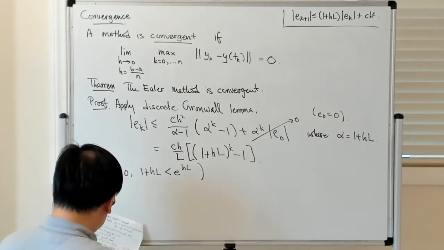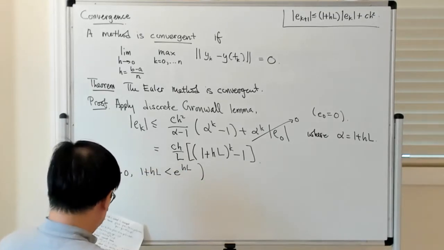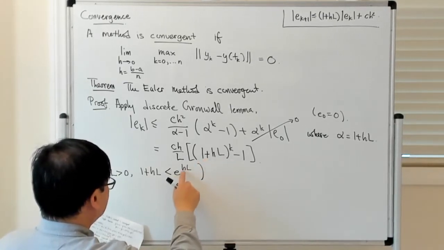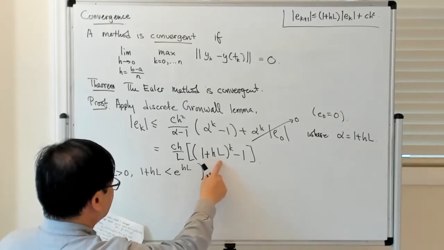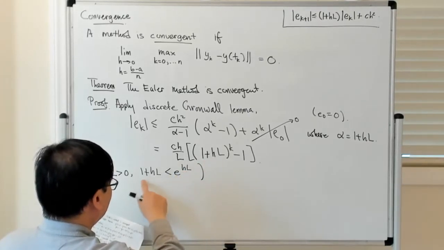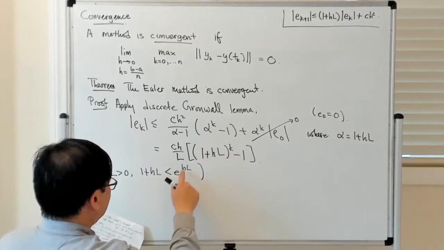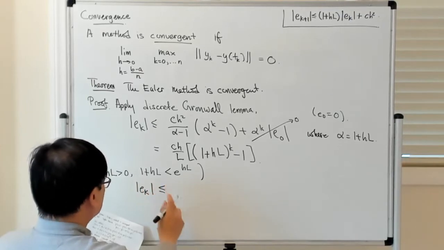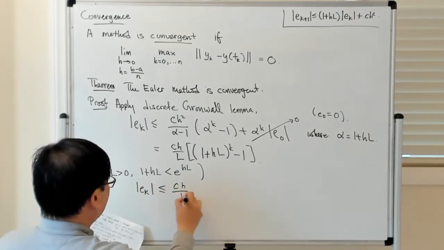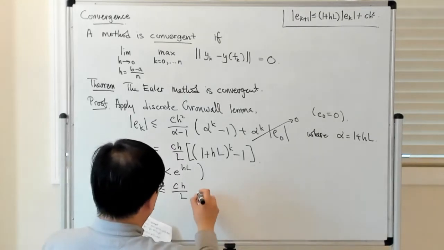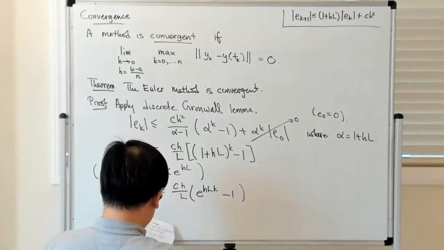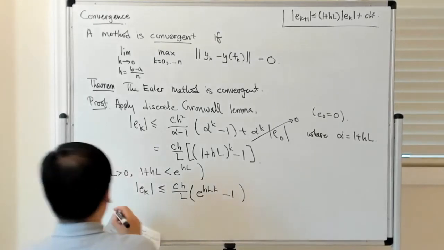As a consequence of that, I can bound 1 plus hL by e to the hL. So I can bound (1 plus hL) to the kth power by e to the khL. So the absolute value of e_k is less than or equal to C h over L, and then e to the hL times k, minus 1.